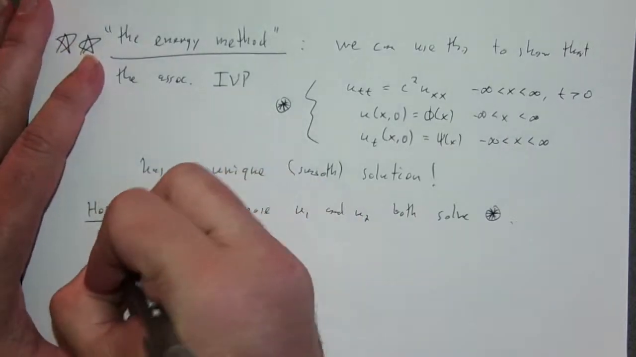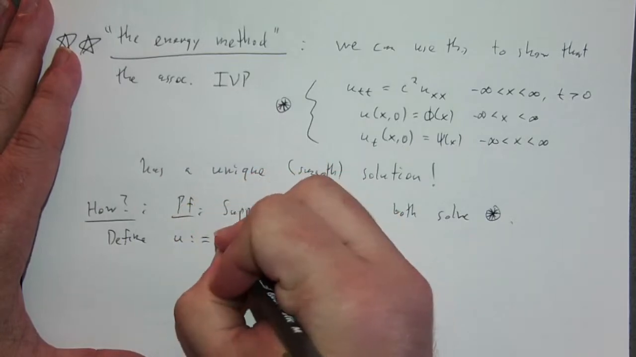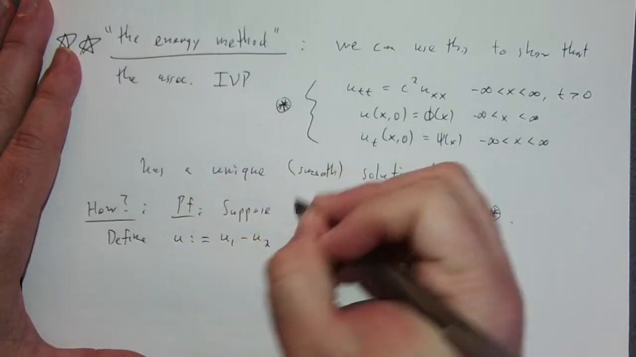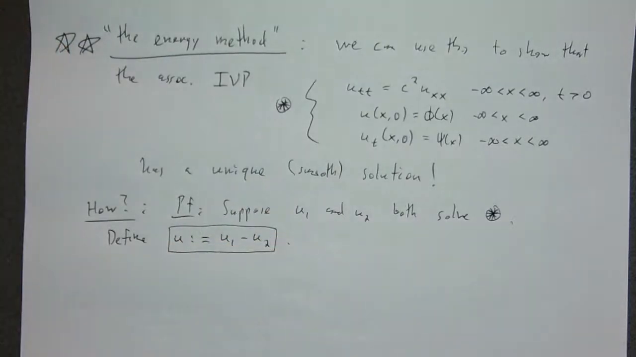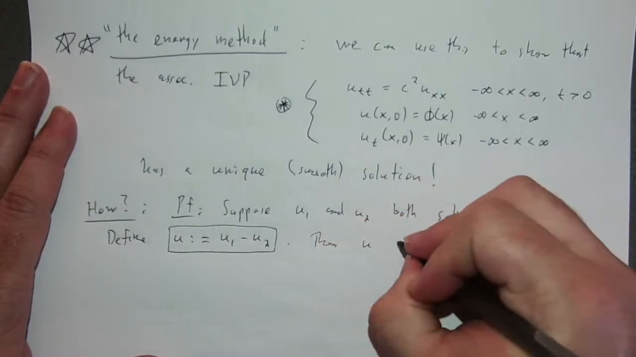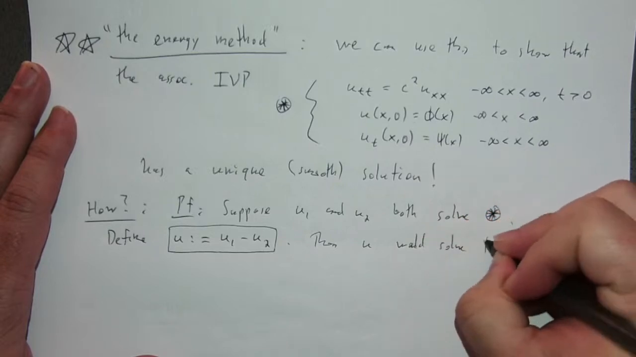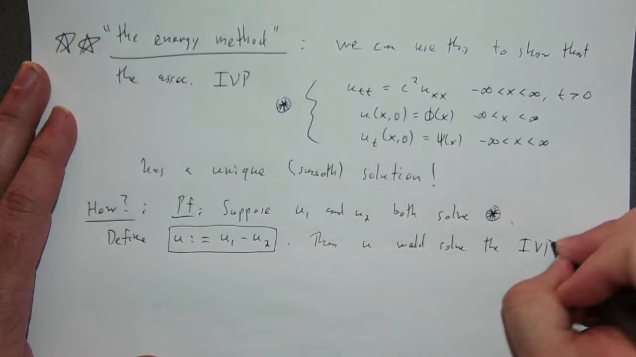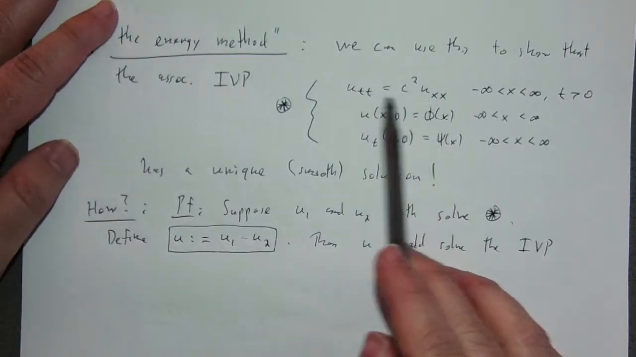Okay, define u to be u sub 1 minus u sub 2, say. Then u would solve what IVP? U sub 1 minus u sub 2. So we know that this still solves the wave equation.